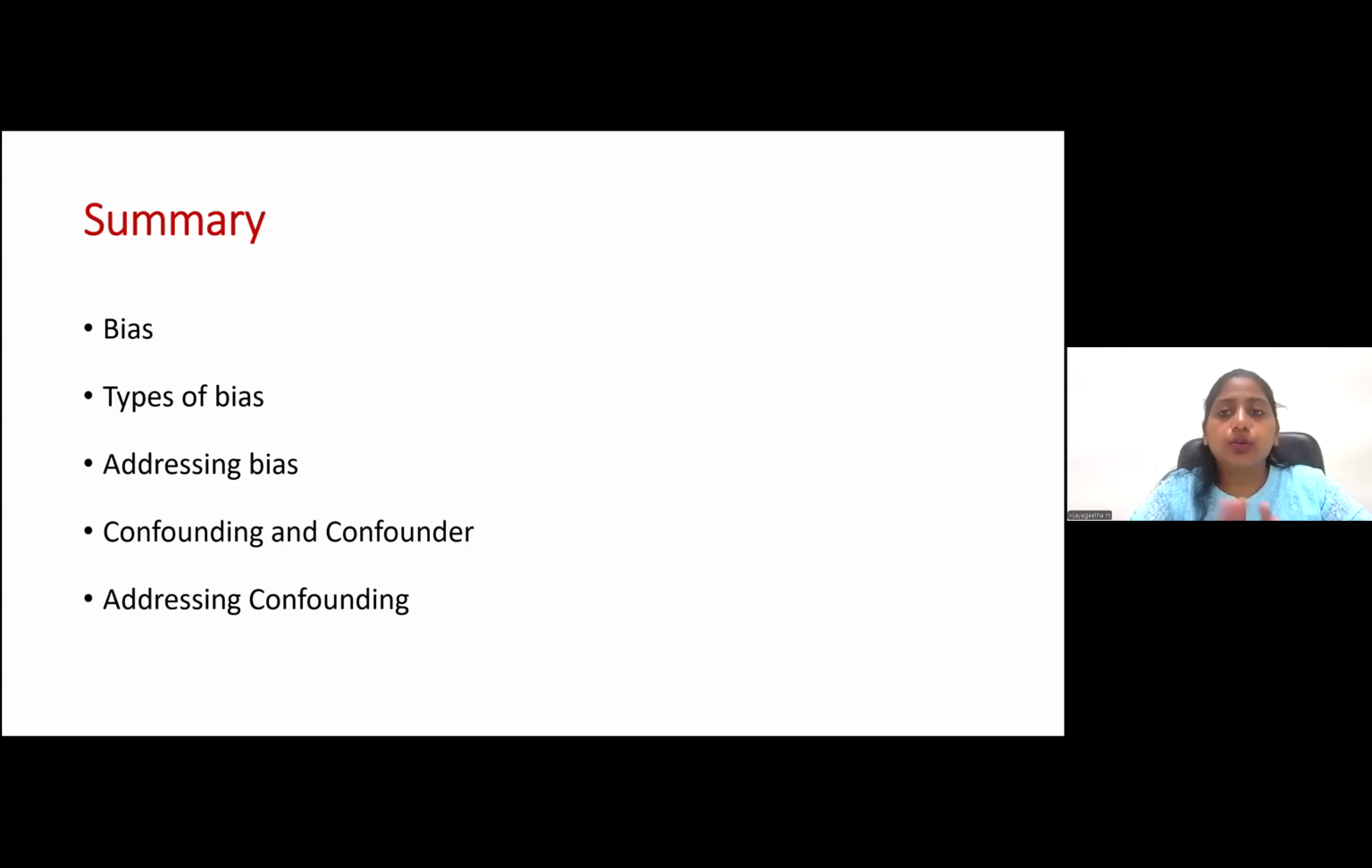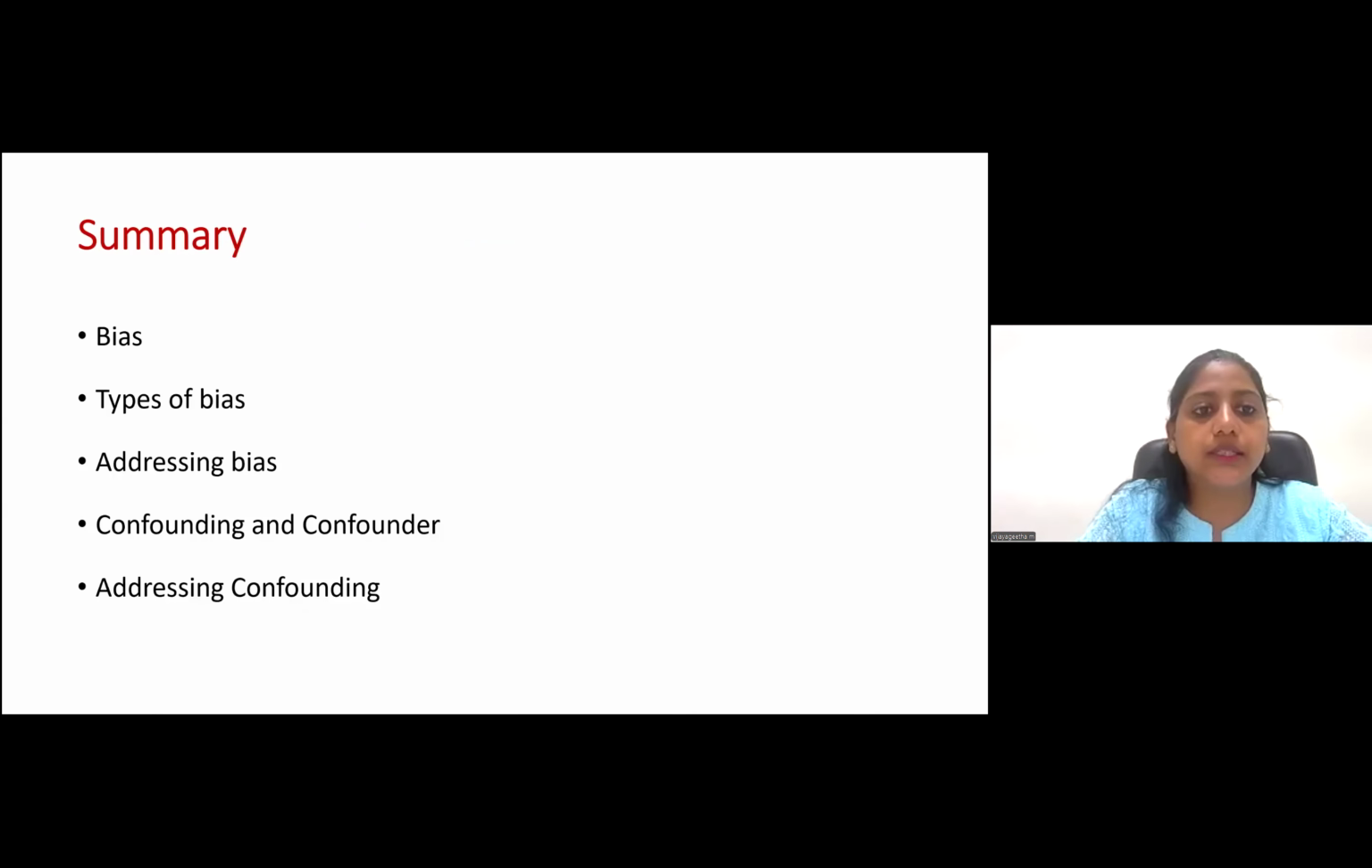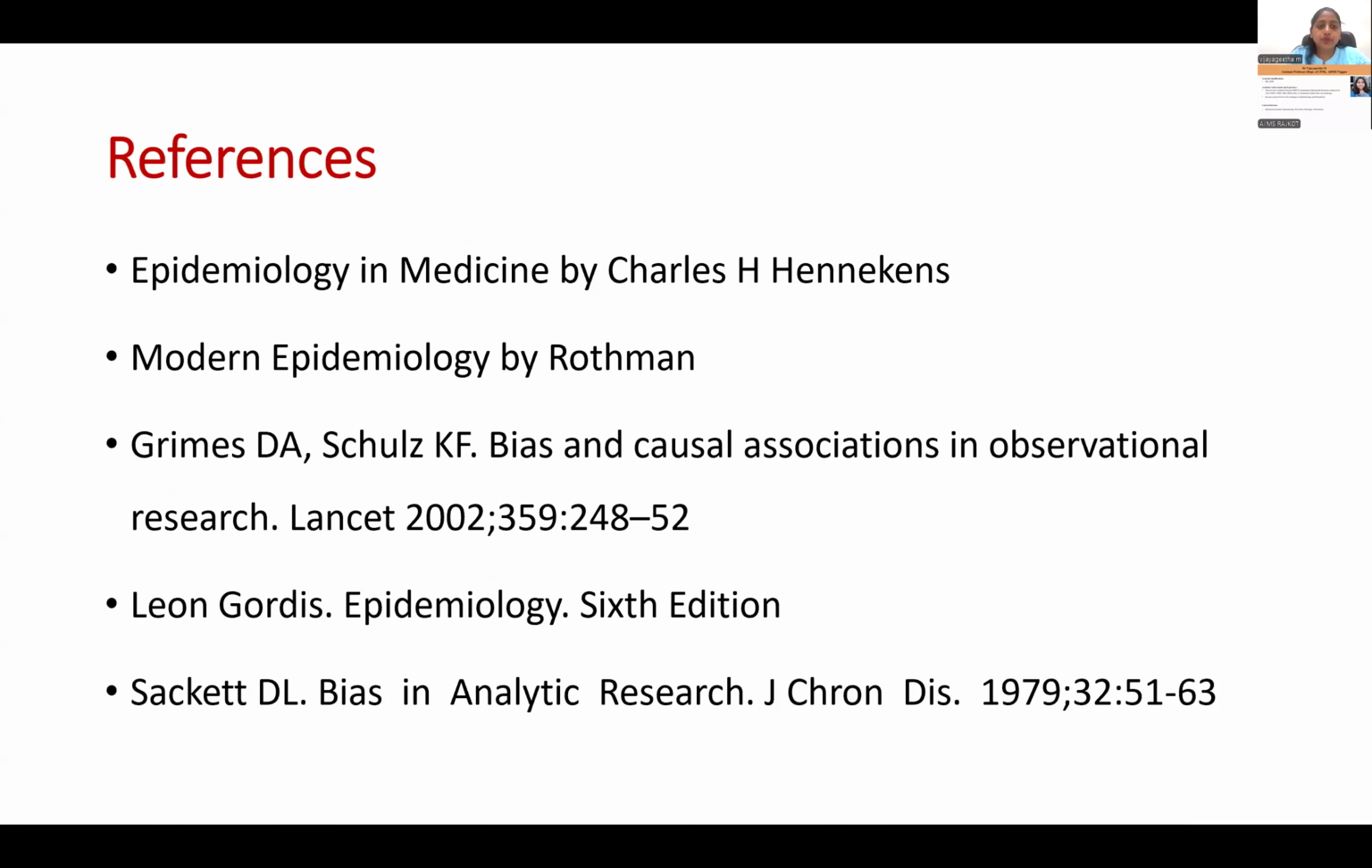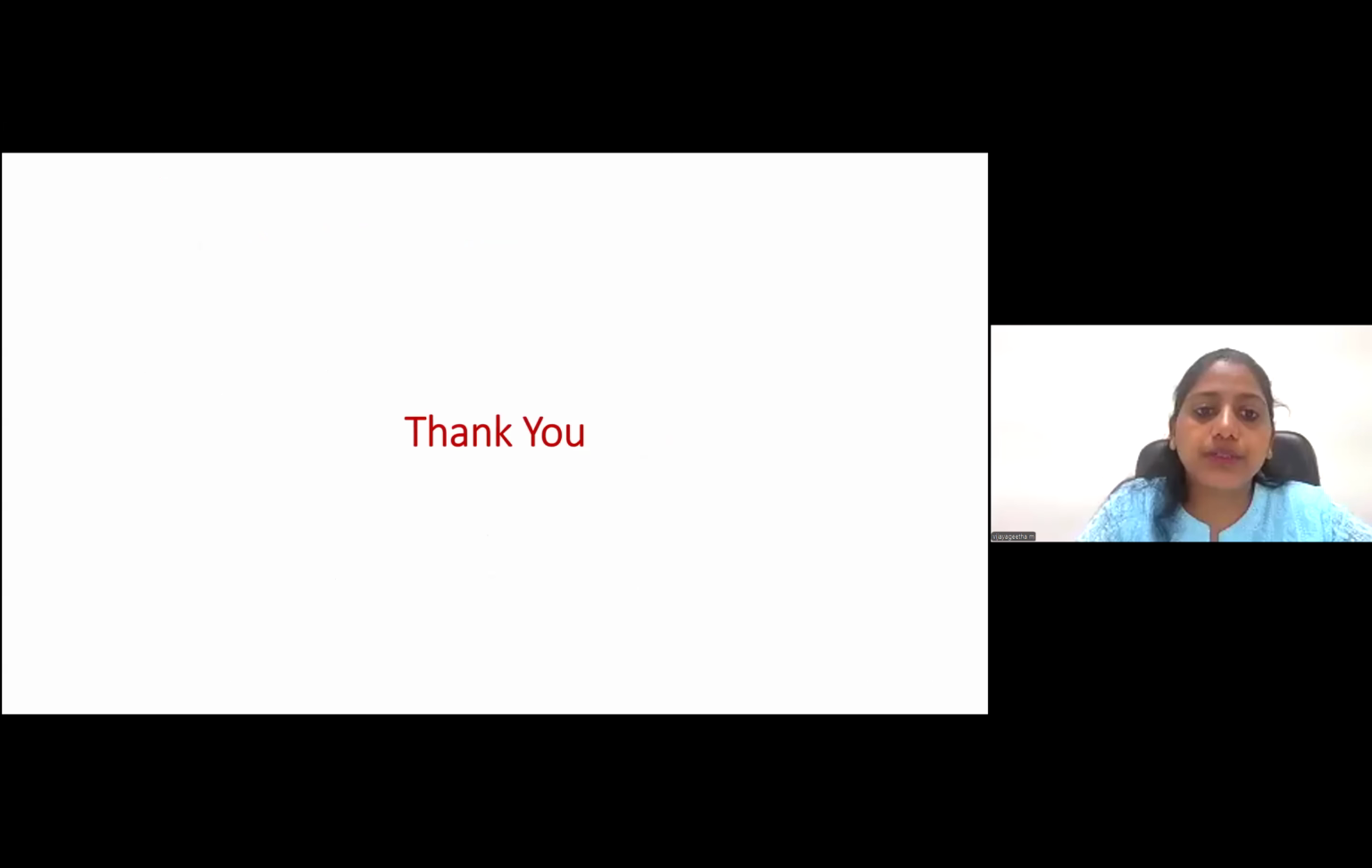So with this, I conclude my presentation on bias and confounding. So these were the aspects that we learned about: what is bias, different types of bias, how do we address bias, what is confounding, and what is a confounder, and how do we address confounding in studies. These are my references for the presentation. Thank you.